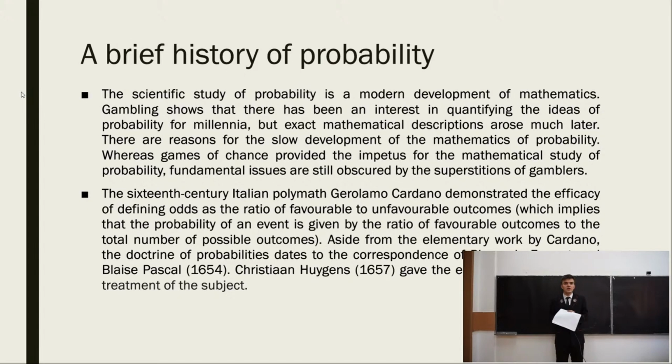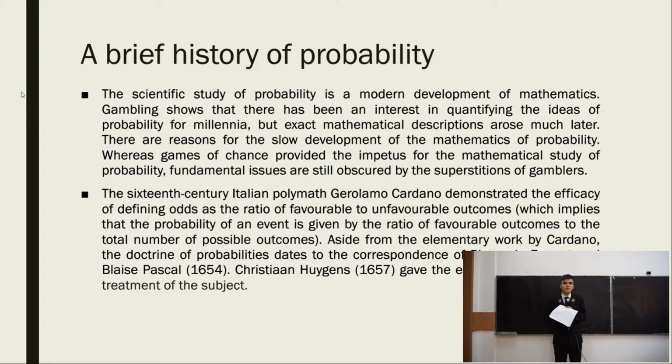superstitions of gamblers. The 16th century Italian polymath Girolamo Cardano demonstrated the efficacy of defining odds as the ratio of favorable to unfavorable outcomes, which implies that the probability of an event is given by the ratio of favorable outcomes to the total number of possible outcomes. Aside from the elementary work designed by Cardano, the doctrine of probabilities dates to the correspondence of Pierre de Fermat and Blaise Pascal, 1654, and Christian Huygens of 1657, which gave the earliest known scientific treatment of the subject.